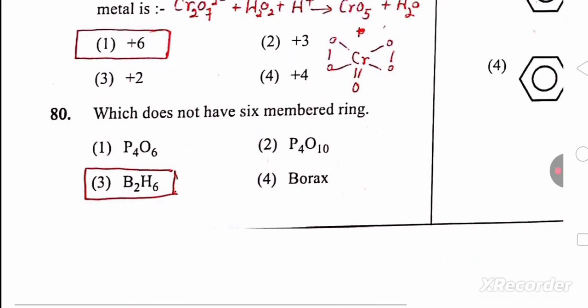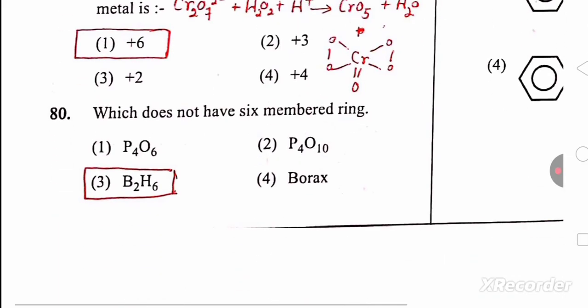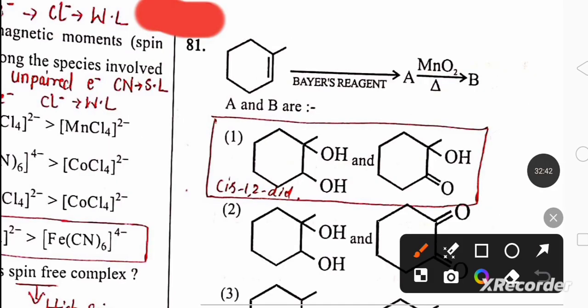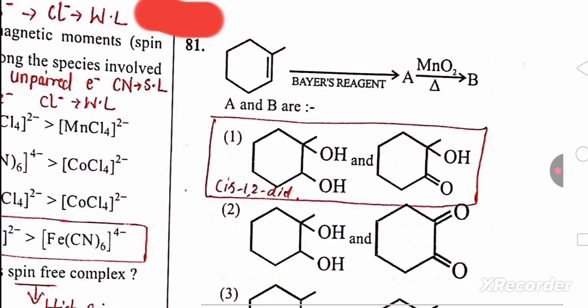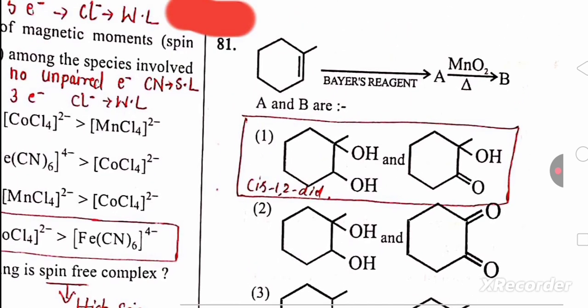Next question, which does not have 6 membered ring? Definitely diborane. You know the structure of diborane. Diborane does not have any ring. So the next question: 2-methyl cyclohexene on reacting with Baeyer's reagent will form cis 1,2 diol. You will get the 1,2 diol. On treating with MnO2, it undergoes oxidation to produce one keto group as well as alcoholic group. So option 1 is the right answer for this question.